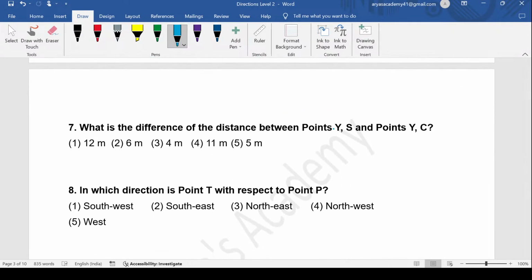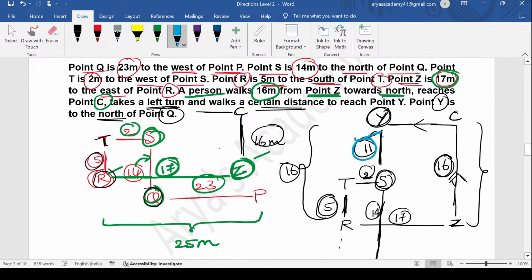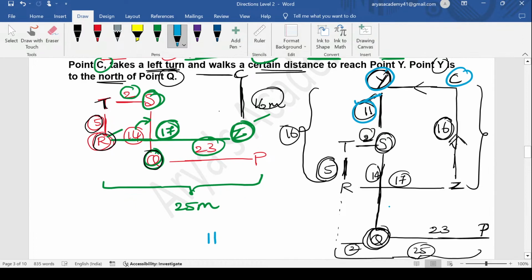See, what is the difference between the distance of point YS and the distance between point YC? YS I have just told you: the distance between Y and S is 11. The distance between Y and C: see, Y is here and C is here. You have to find the distance. See, the distance between Q and P is the same as the distance between Y and C. Is it right or no? The distance between Y and C, because Q and Y are in a straight line, right?